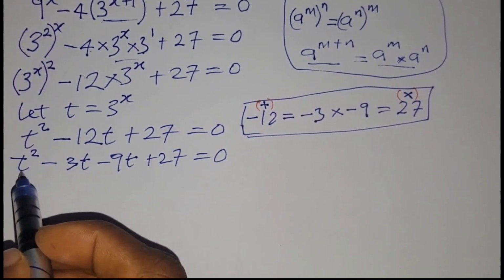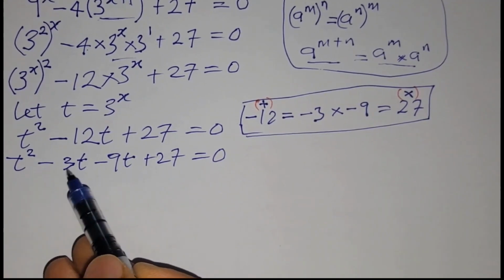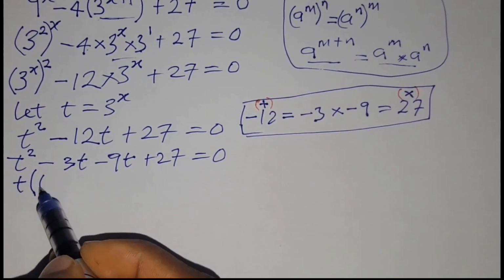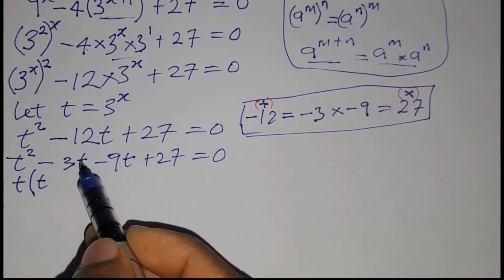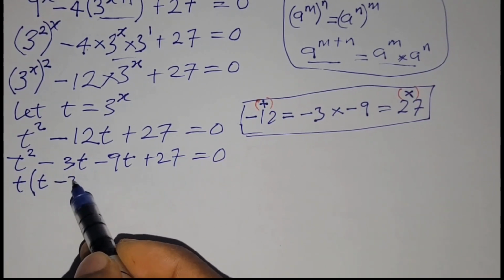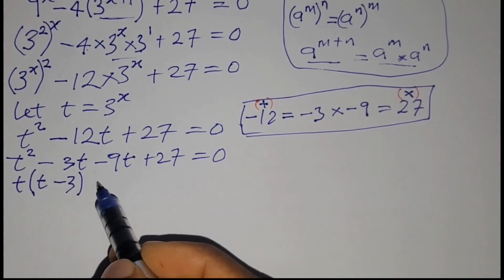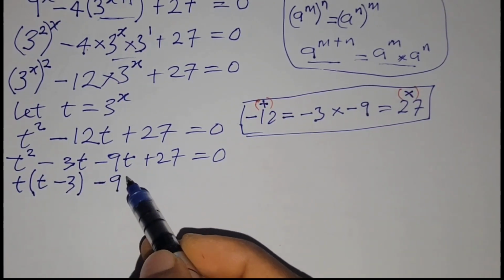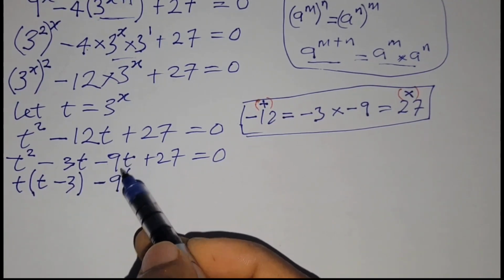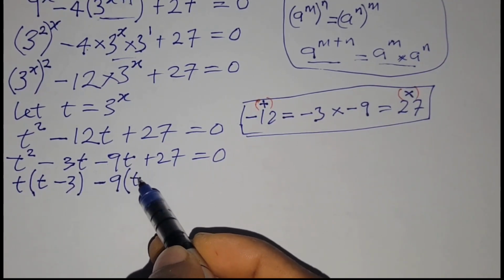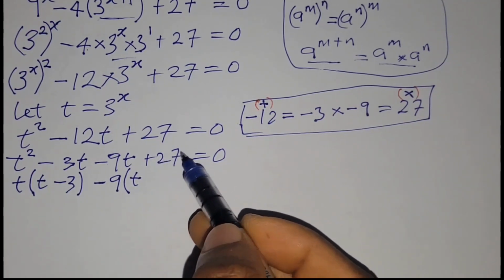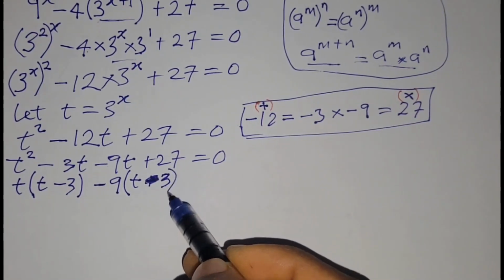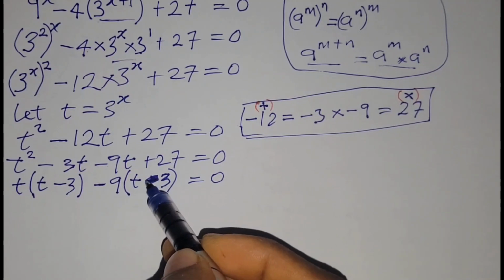So we take the common factor here. The common factor here is t, into t squared divided by t is t, minus 3t divided by t is minus 3. You are done with this side, you move to this other side. The common factor here is minus 9. You open the bracket, minus 9t divided by minus 9, the answer is t. Plus 27 divided by minus 9, the answer is minus 3. You close the bracket, all equal to 0.